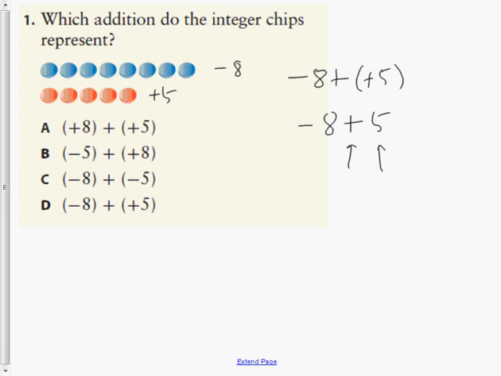If we look around for those, we see that D is the one. So therefore, the answer to the first question is D.